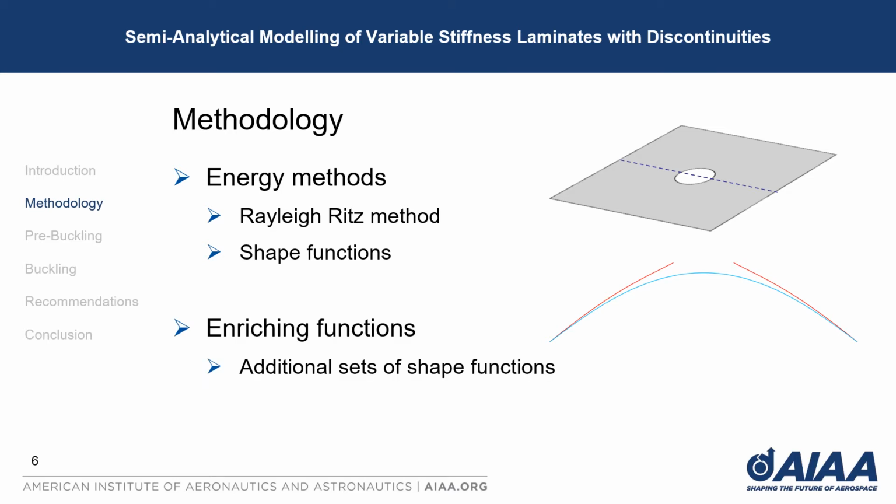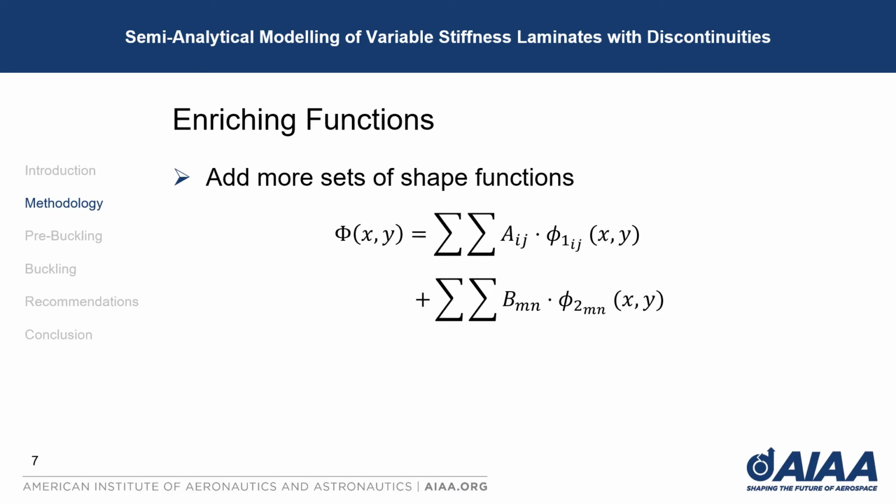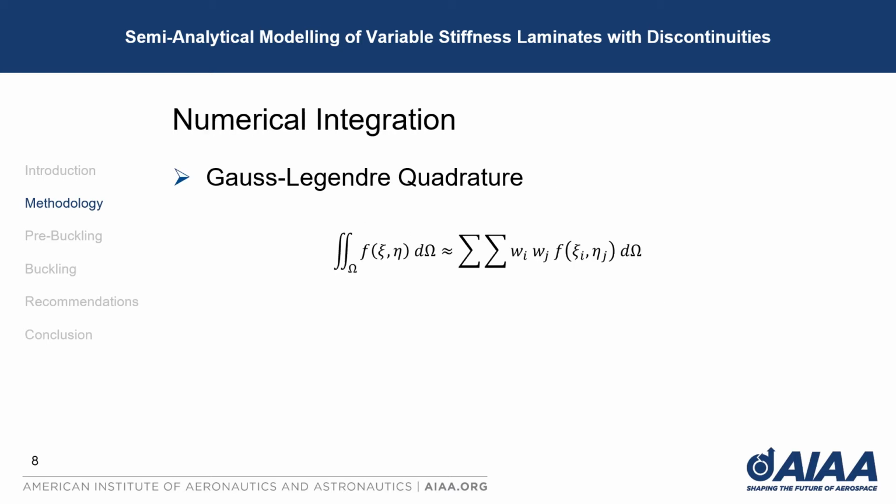To overcome this problem, I have added enriching functions, which are additional sets of shape functions which can take into account this local behavior better. So rather than having a single set of functions to determine the behavior, I can add an additional set of functions, and I can even add a third set of functions in a different coordinate system, such as polar coordinates shown on the screen.